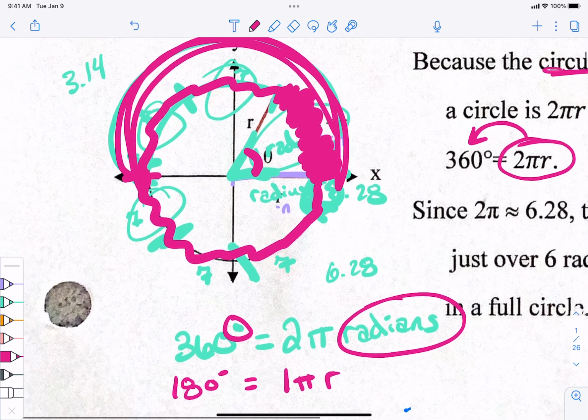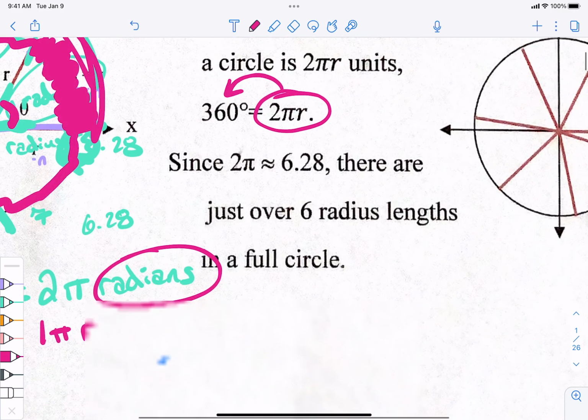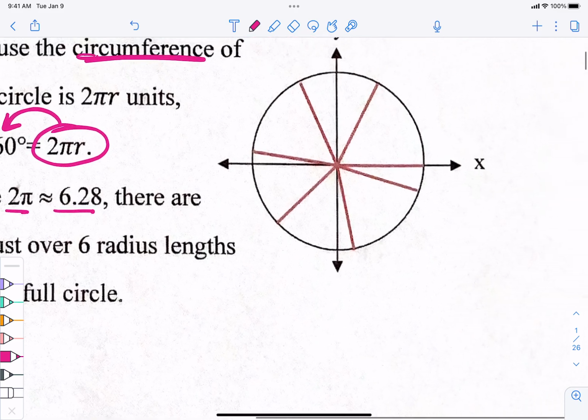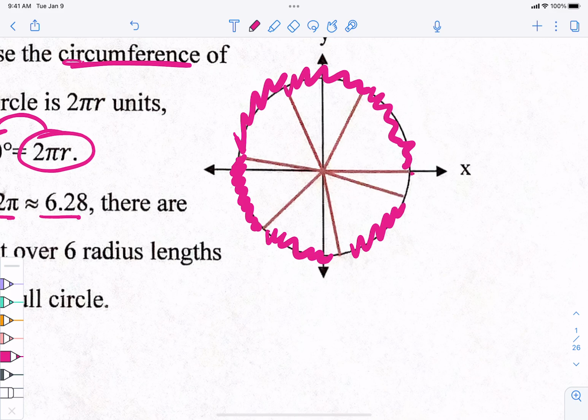Okay? So there are 6.28 arc lengths going all the way around that are the same measure as the radius, if that makes sense, okay? So since 2 pi is equivalent to 6.28, there are just over 6 radius lengths in a full circle. Here's the first one, the second one, the third one, the fourth one, fifth one, sixth one, and then this is 0.28. Okay, kind of like what we had before.